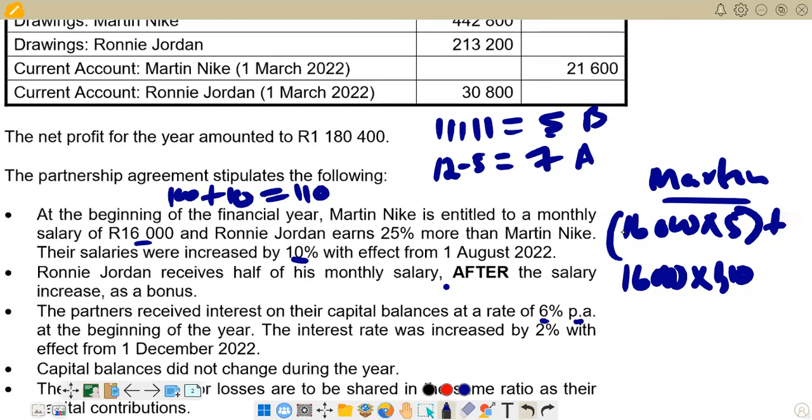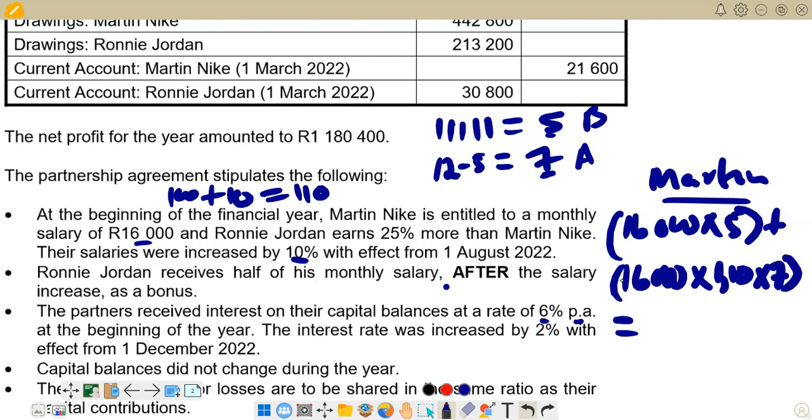Then the answer that we get, we now multiply with the months. So the months that we have after the increment, which we have 7 months after the increment. So here we multiply by 7. So that's what we are going to do for salaries for Martin. So if you multiply this one, you are supposed to get the salary for Martin there, which is, let's try to calculate there.